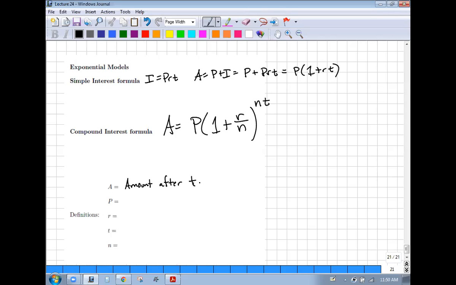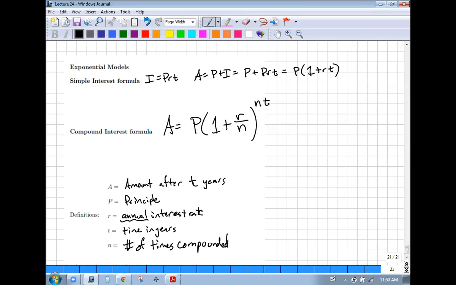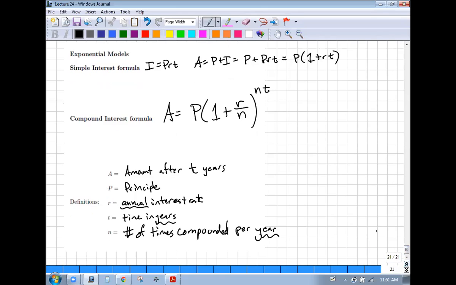Okay, so A is the amount after t years. P is the principal, what you start off with. R is the annual interest rate. And because r is the interest rate per year, time has to be in years. And n is the number of times compounded per year. Everything's based on years. Okay, that's what makes the formula work out.